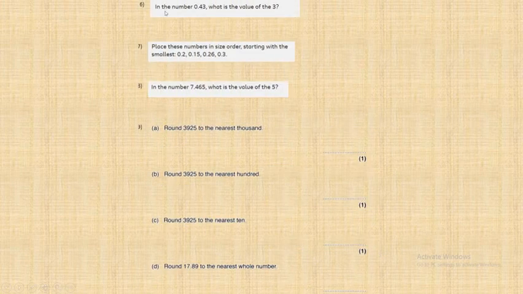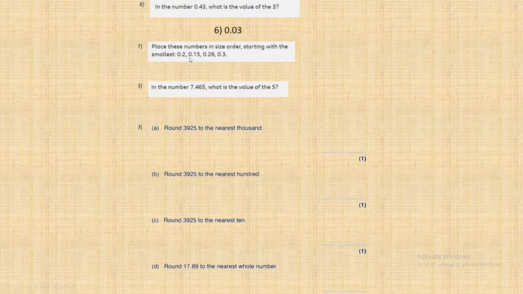Okay, here in this number, 0.43, what's the value of 3? The value of 3 here is 0.03. We know that, of course. Place these numbers in size order, starting with the smallest. We dealt with that before, so let's try to do it mentally here.